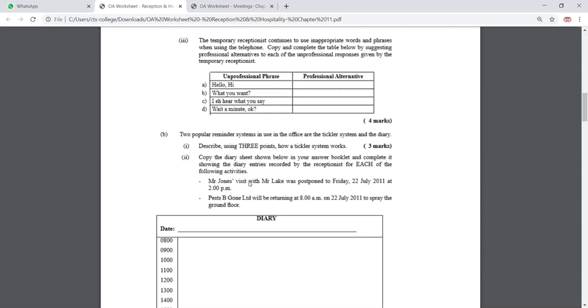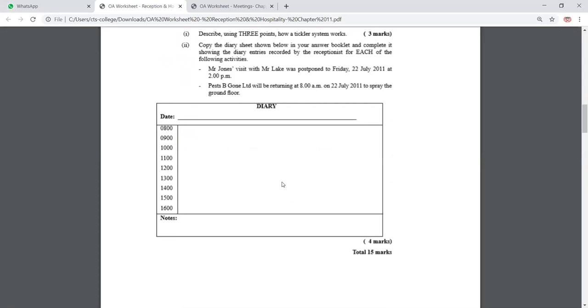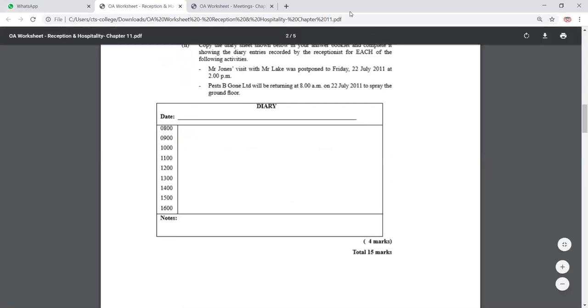So, three points on how a tickler system works. One, let's go together. Flag on the front. Reminder notes or documents are placed using specific dates and months. Do you have that first one? Write it down for me. Reminder notes or documents are placed behind or placed by specific dates and months.